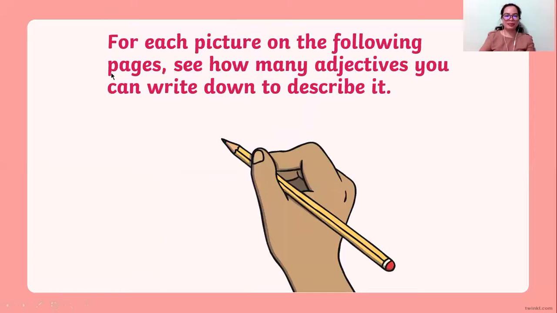Okay, now next we are going to describe the pictures, or the nouns which you can see in the picture. So for each picture on the following pages, see how many adjectives you can write down to describe it. Okay, let's try this one.